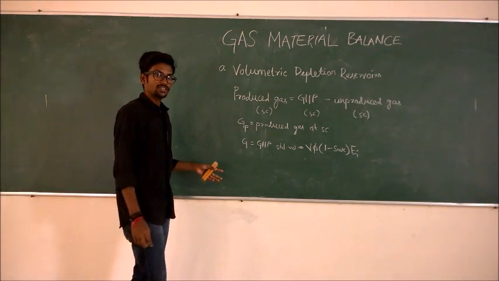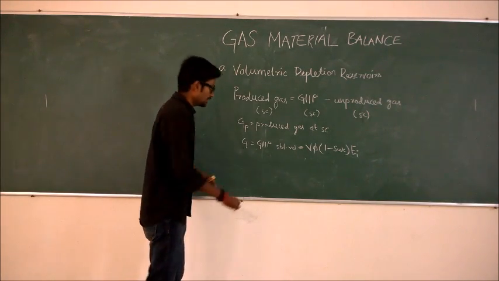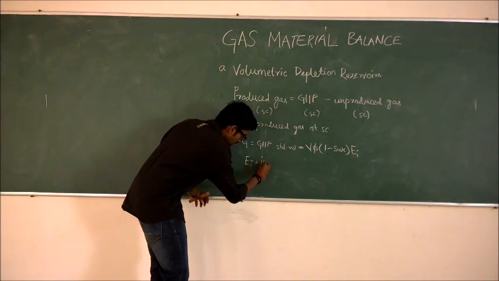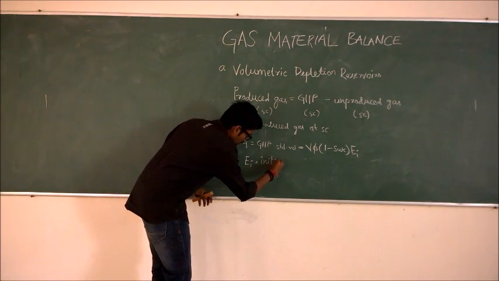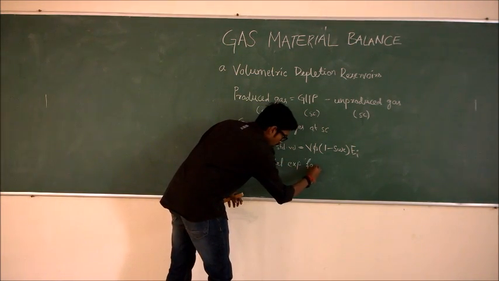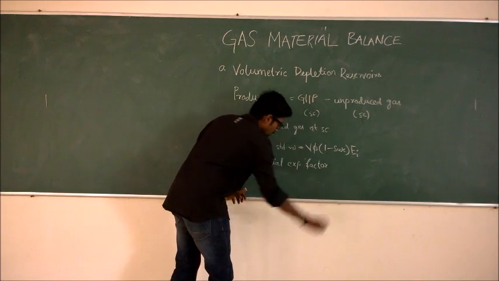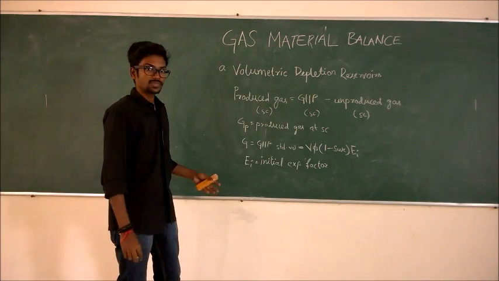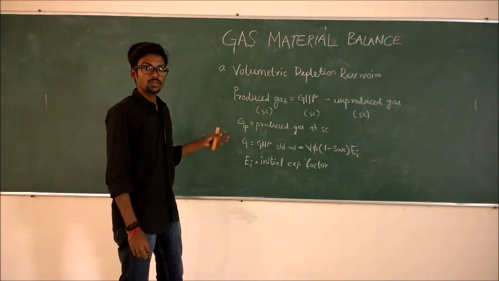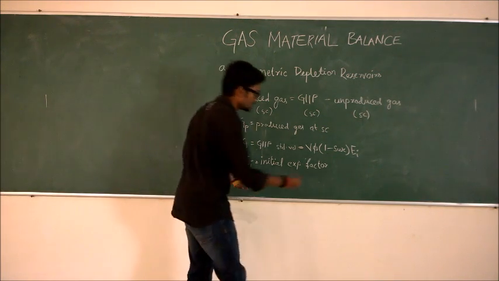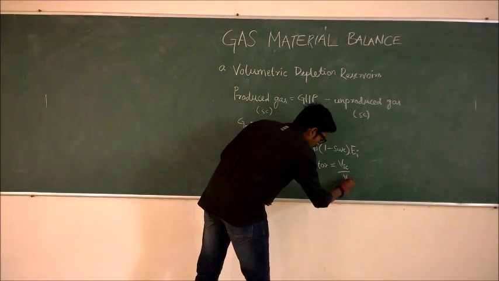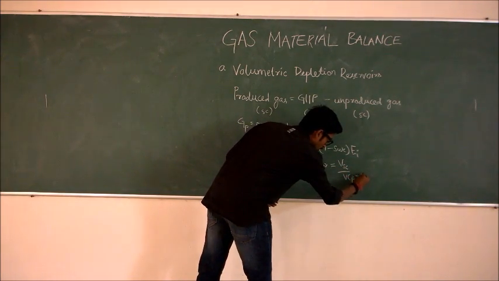Before going further, let me first explain about EI. EI is the initial expansion factor. It can be defined as the ratio of volume of the gas at standard conditions to the volume of the gas at reservoir conditions. So it is V_SC by V at P, T.